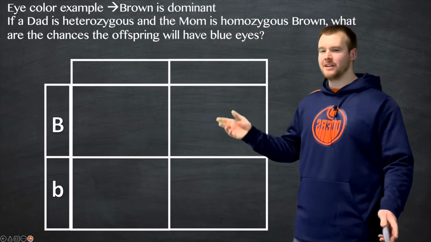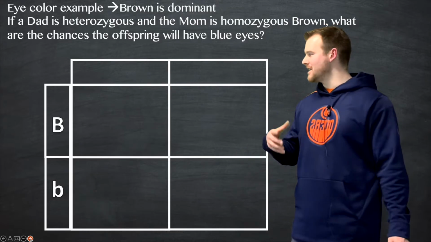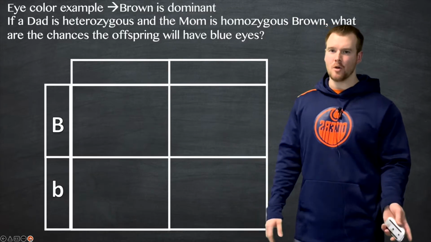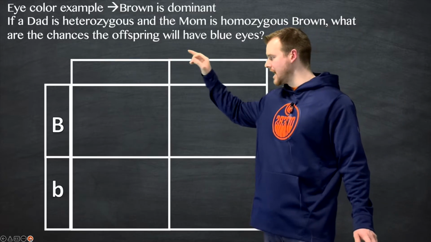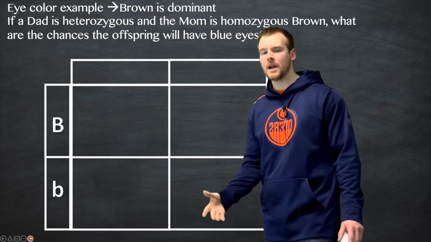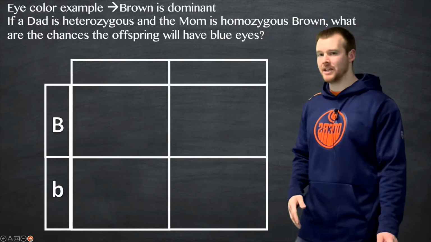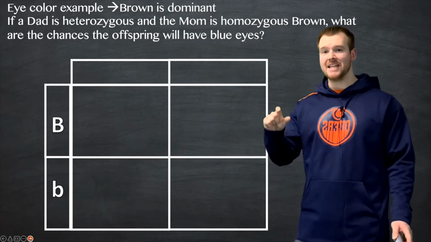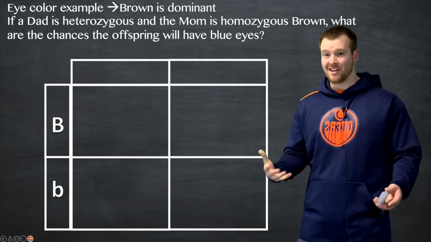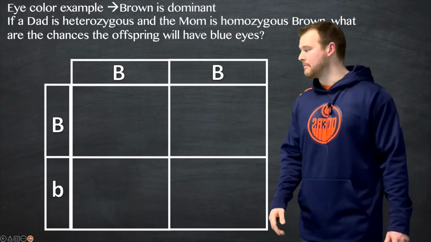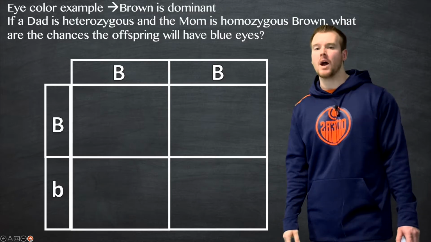So I'm putting B's here because it works well for brown and blue, but you can use any letter, just make the capital the dominant and the lowercase the recessive. So he's heterozygous, he's got a dominant and he's got a recessive. Okay, and then the mom is homozygous brown. So if brown's dominant, I need a capital for brown, and homozygous means that it's all the same, so I need two capitals. So I put capital B and capital B there as well.